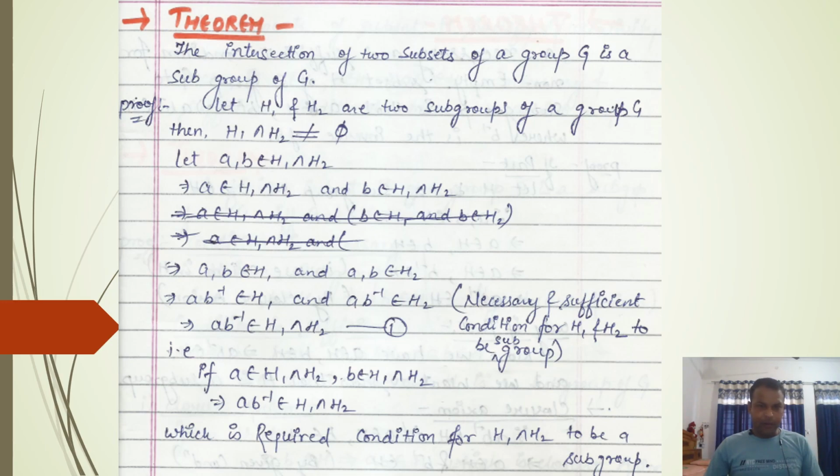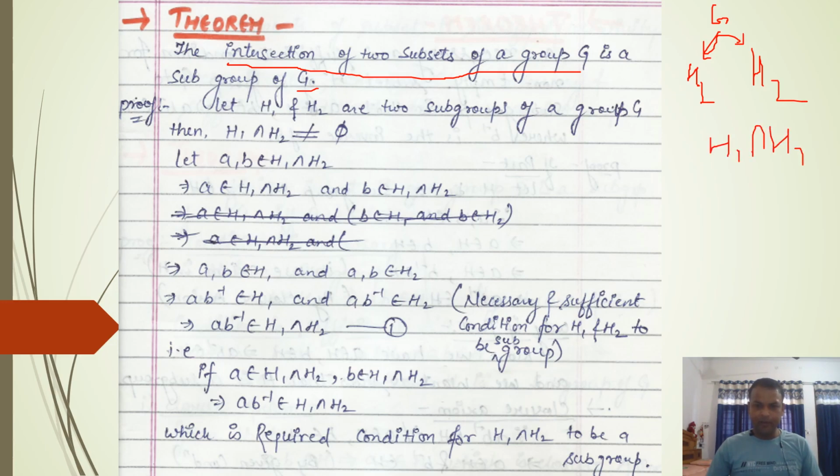Let us take one more theorem based on subgroups. The theorem states that the intersection of two subgroups of a group G is also a subgroup of G. It means if G is a group and we are taking two parts from this G, the first part is H1, a subset of group G, and H2 is also a subset of G. Then we wish to show that their intersection, H1 intersection H2, will also be a subgroup.